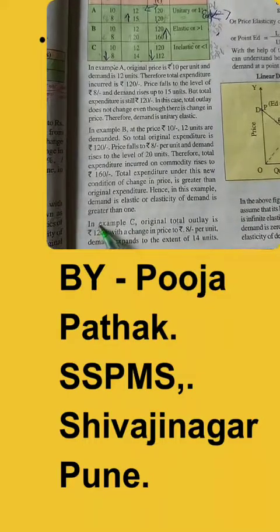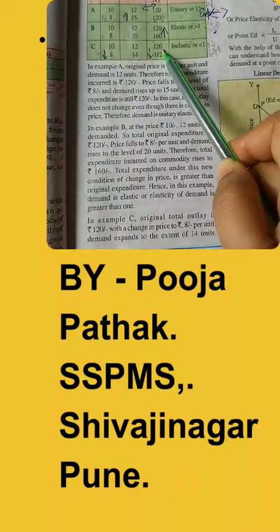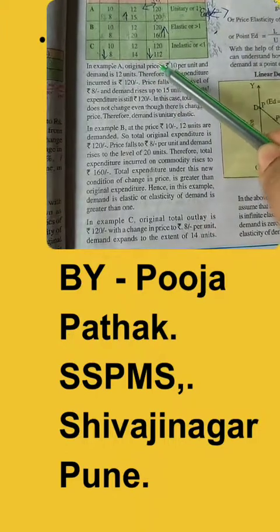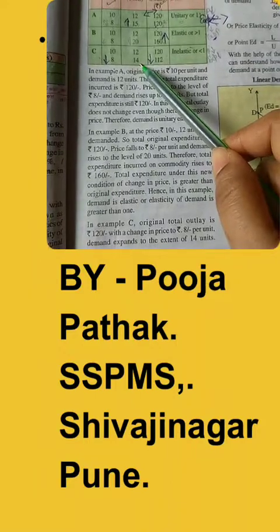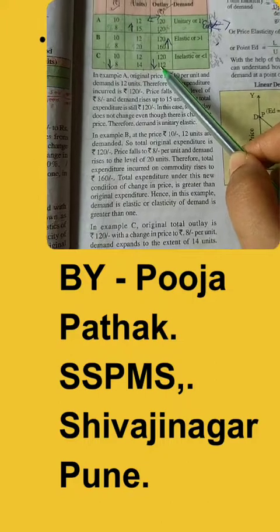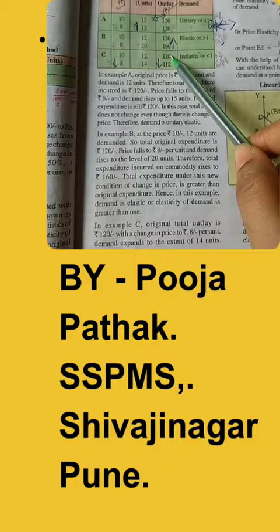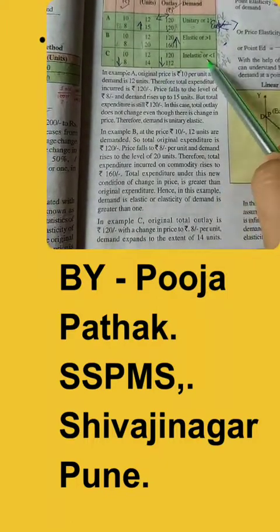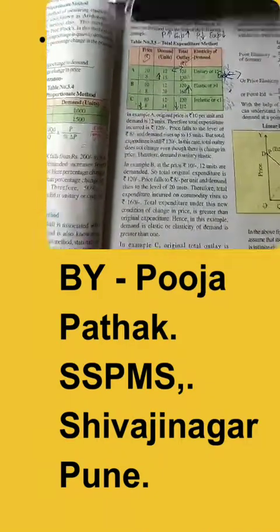Now the next example, in case of C, original total outlay is 120. This is the original total outlay, 120, and the change in the price is 8 per unit, demand expands to the extent of 14. So what is happening to the expenditure? The expenditure is 112, which is less than the original expenditure. Therefore, in this example, demand tends to be inelastic, or elasticity of demand is less than 1. I hope you people are clear with this type of elasticity.